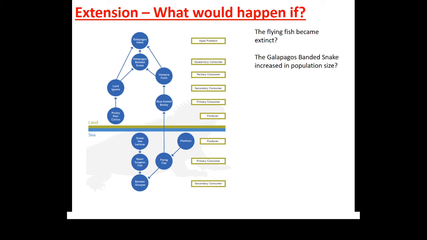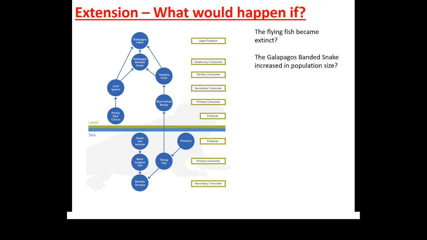What would happen if the Galapagos banded snake increased in population size? Pause the video, make a note, come back to me. Okay, so the Galapagos banded snake, there's more of them. That's bad news for land iguanas. That's bad news for vampire finches.